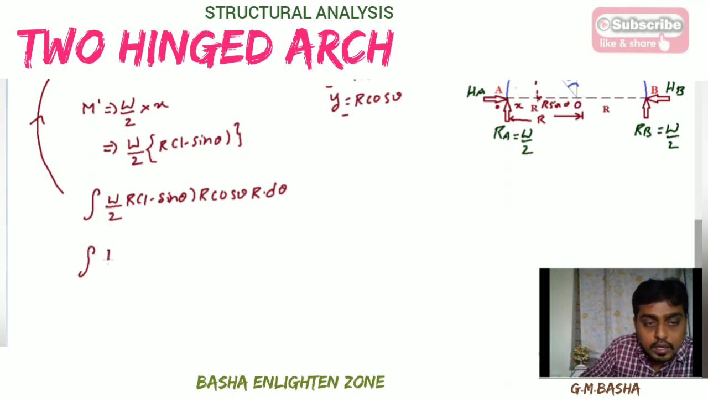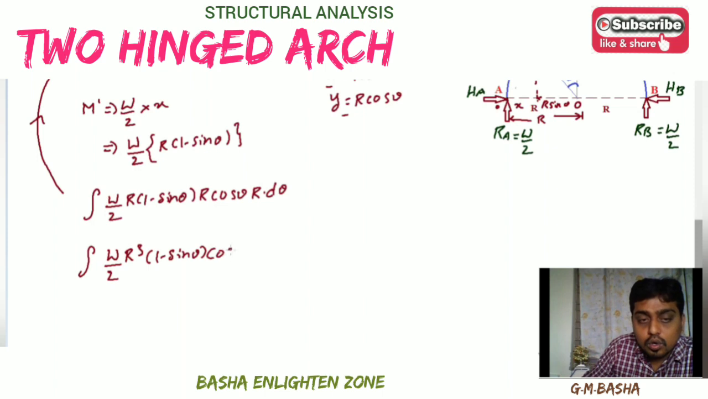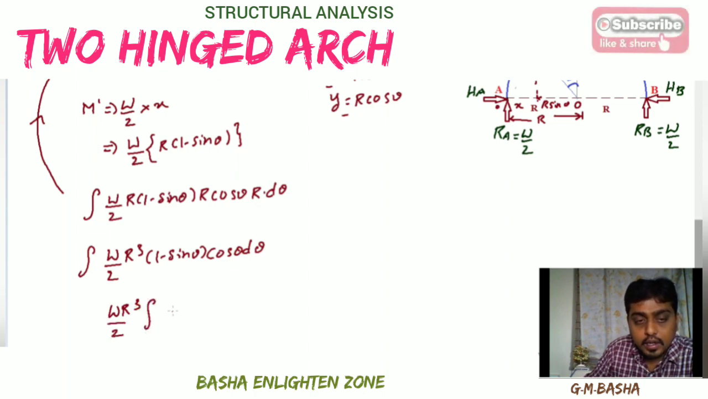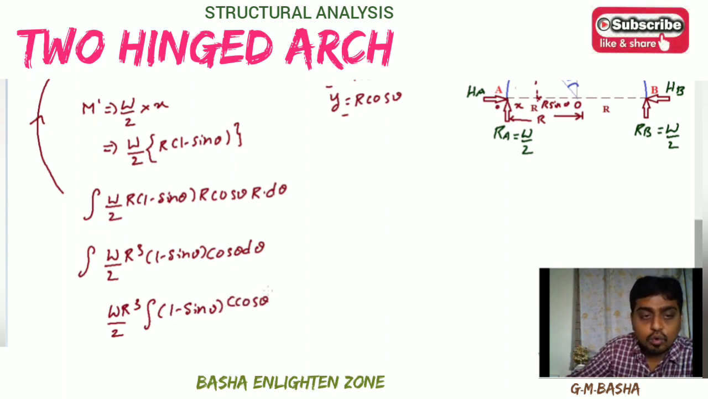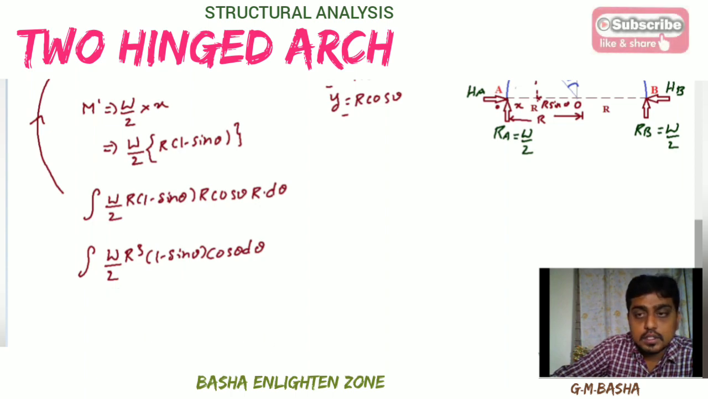That one will be equal to W by 2 into r, you will get r cubed into (1 minus sin theta) into cos theta, again d theta. So I am taking W r cubed by 2 common outside and again applying integration for these terms, (1 minus sin theta) into cos theta. Before going to this one, I want to explain one more point here. See here, integral of W r cubed by 2 into (1 minus sin theta) cos theta d theta.